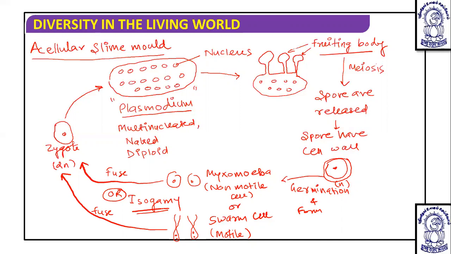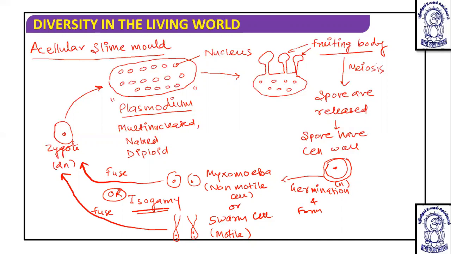Now here we want to note down that the isogamy is occurring in the vegetative cell, that is plasmodium. Cell wall is absent, so it is known as naked, and it is diploid. Cell wall is present in the haploid structure, that is which one? A spore, and that is cellulosic.